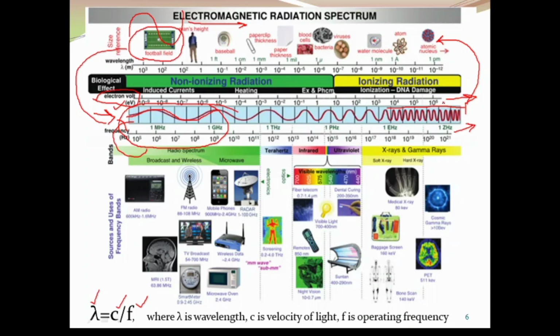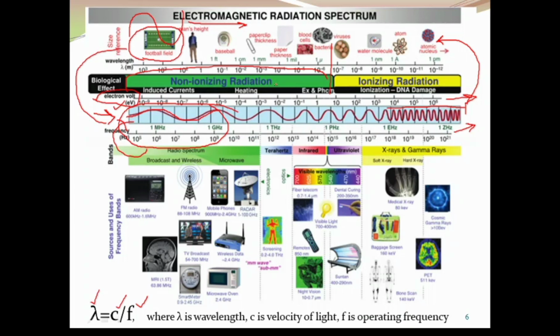Because of this electron volt, the energy level of each frequency range, we classify the electromagnetic spectrum into two major parts. See here, the green part is completely non-ionizing radiation. The yellow part is ionizing radiation. So according to the biological effect, we classify the entire spectrum into non-ionizing and ionizing radiation.